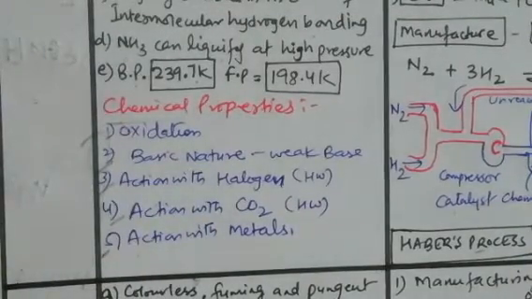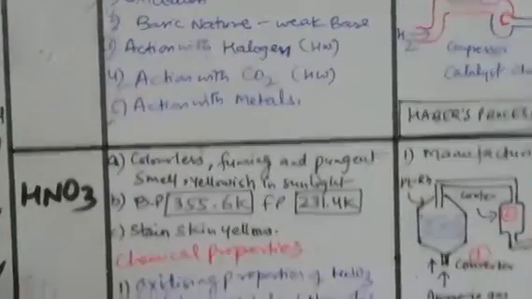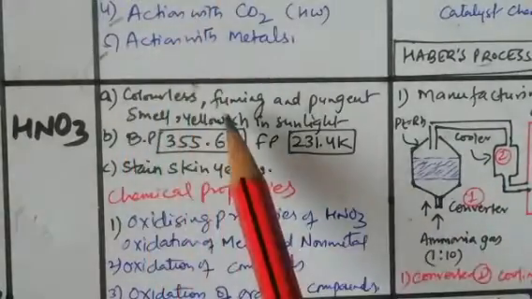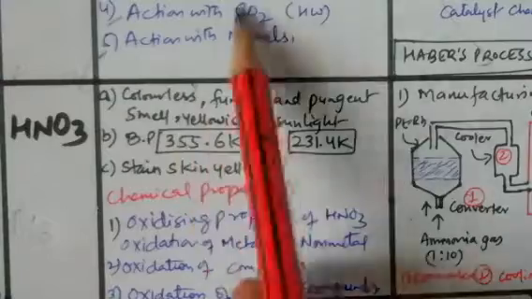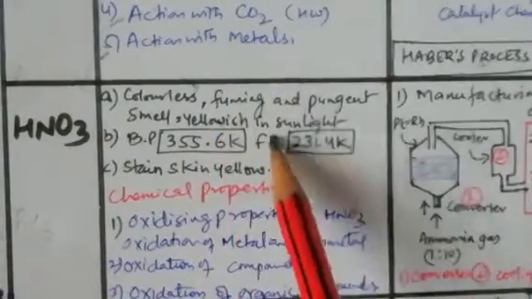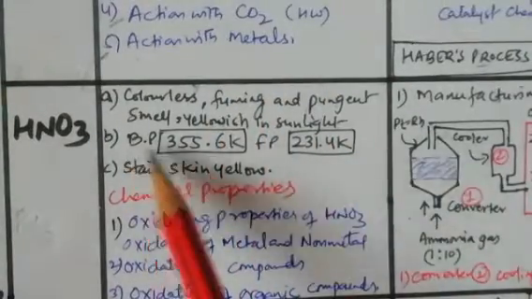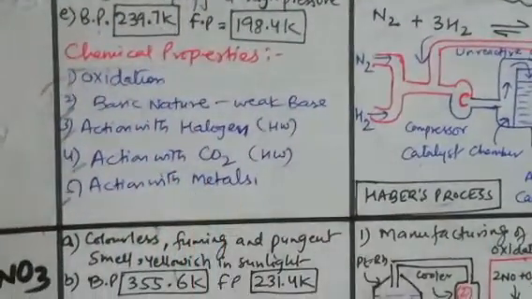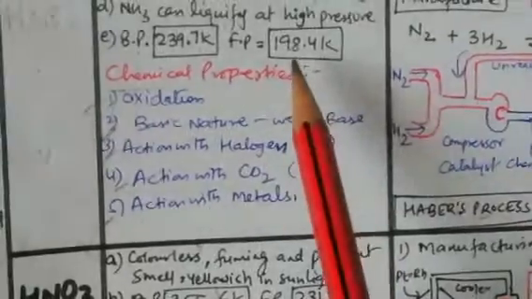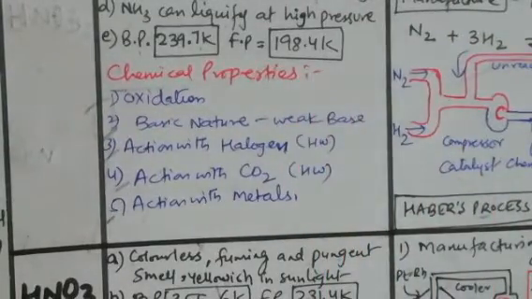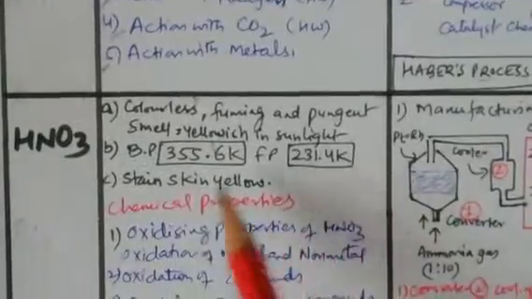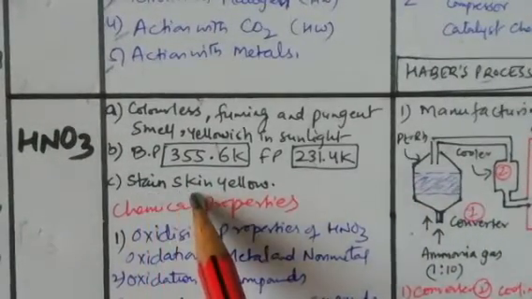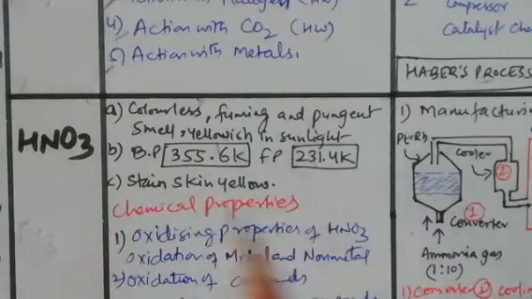Okay, so now if we talk about the physical properties and chemical properties of HNO3, it is also colorless like ammonia. It is fuming and has a pungent smell like ammonia. It turns yellowish when we keep it in sunlight. Boiling point is 355.6, whereas ammonia is 239.7. The freezing point of ammonia is 198.4 and that of nitric acid is 231.4. It stains the skin, so the skin turns yellow because of its stain.